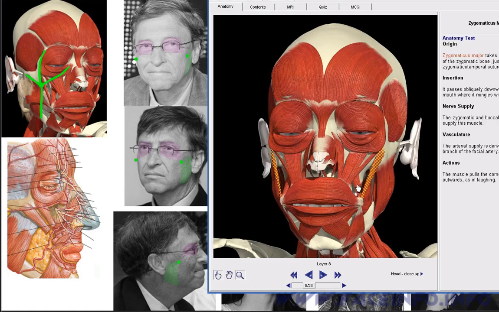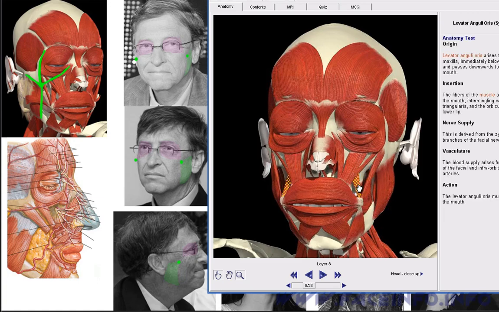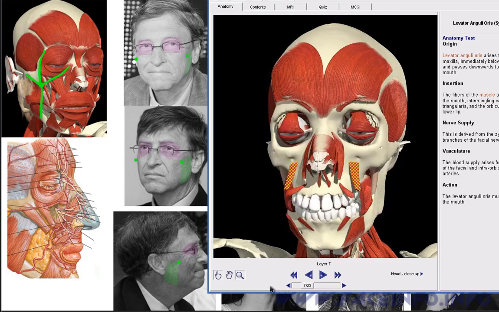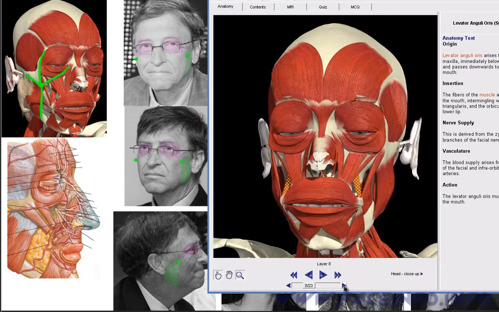So this is the muscle that lifts the mouth corner, or levator anguli oris. It's here a bit deeper, and it starts at the canine fossa below the infraorbital foramen, goes to the corner of the mouth and lifts it.